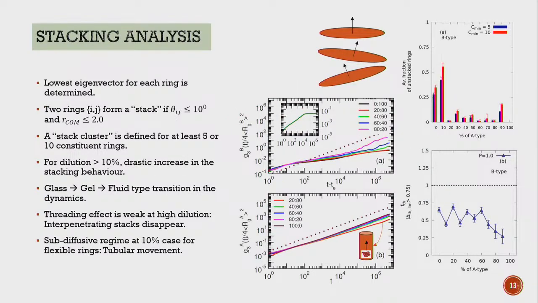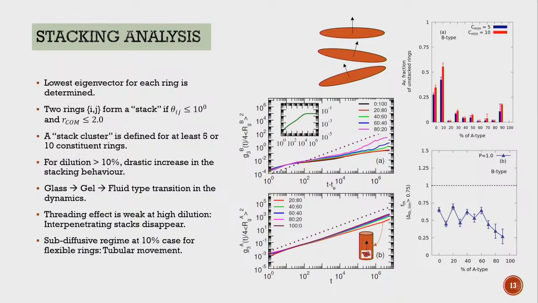So we analyzed what the stacks look like. First, we calculated the lowest eigenvector for each ring, and then for two rings with this lowest eigenvector, we calculated what their angle is. Within some particular cutoff, we determine that if these angles are effectively parallel and the rings are very close to each other, they are forming a stack.